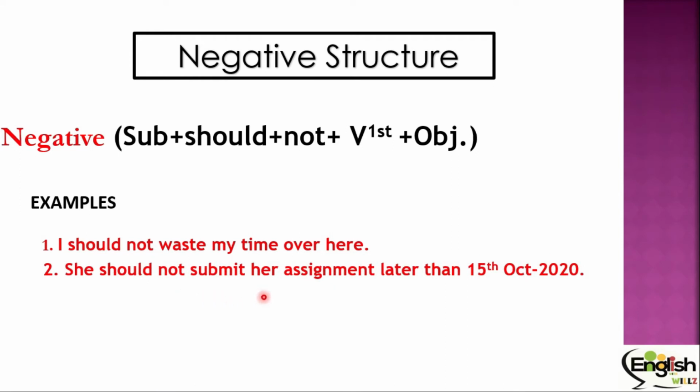She should not submit her assignment later than 15th October 2020. उसे अपना assignment 15 अक्टूबर के बाद जमा नहीं करवाना चाहिए. मतलब उससे ज़्यादा लेट नहीं करना चाहिए. It's also a general suggestion. Example number 3 says, you should not hurt his feelings. आपको उसके एहसासात को ठेस नहीं पहुंचानी चाहिए. So this is again a general suggestion, or you can say advice.